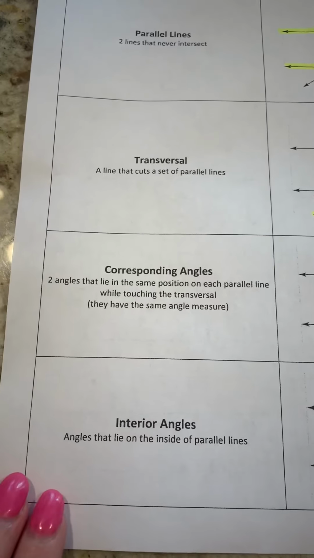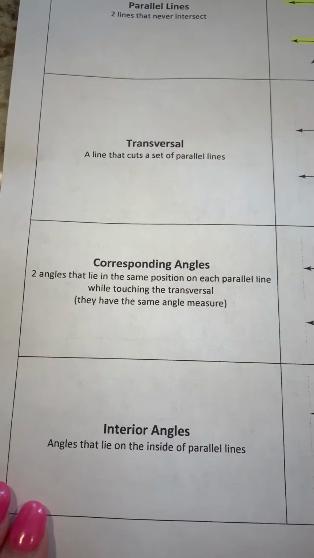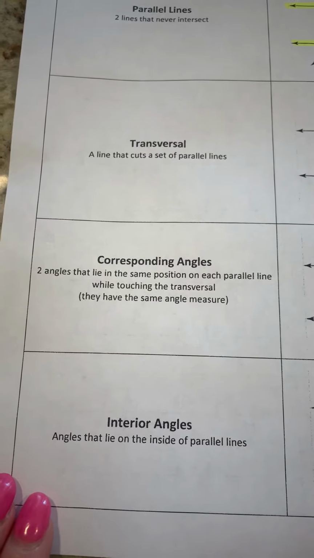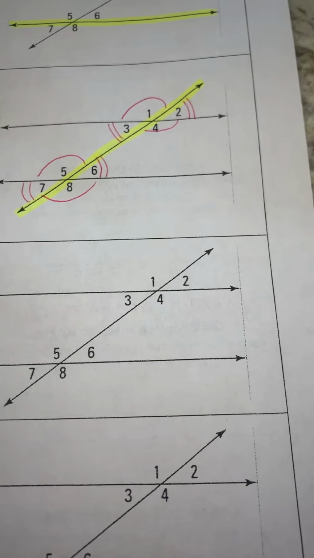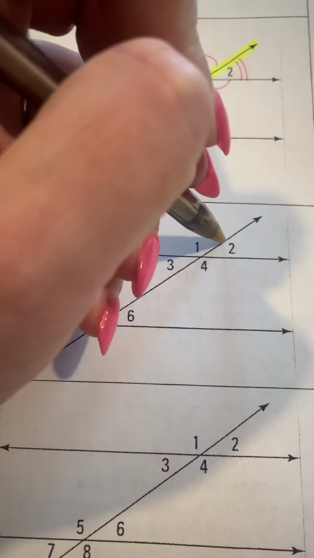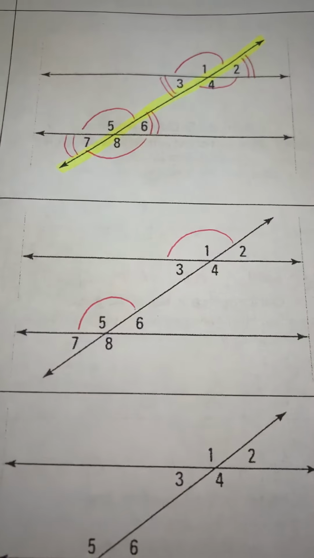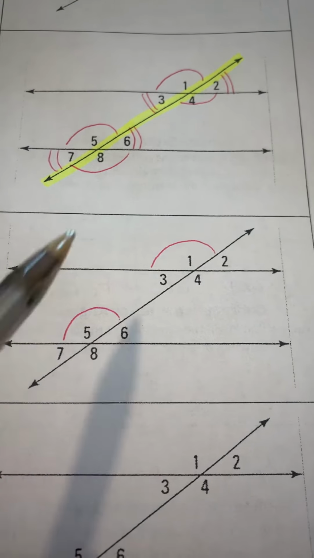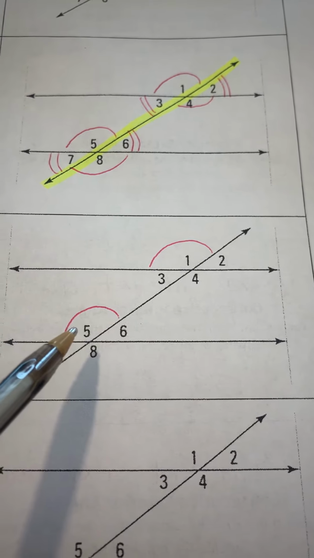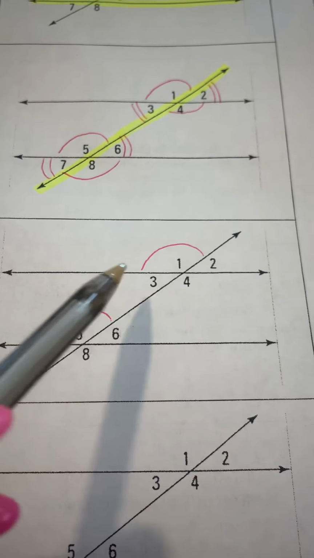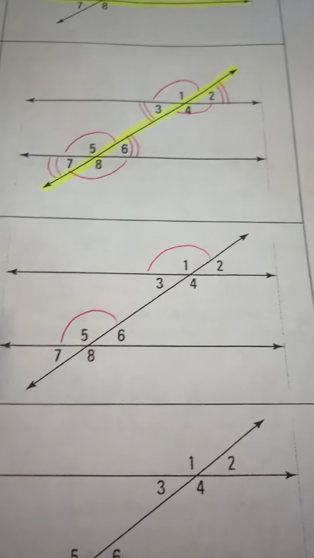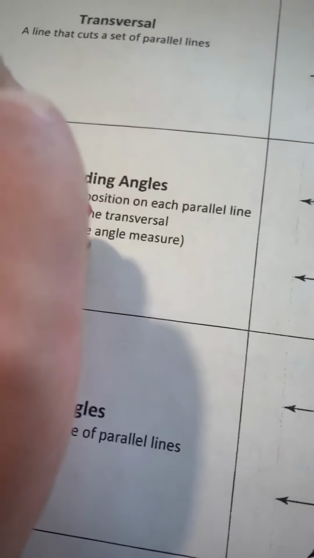All right, the first relationship I want to go through is corresponding angles. Corresponding angles are two angles that lie in the same position on each parallel line while touching the transversal, and they have the same measure. For example, I would use angle 1 and angle 5 as a pair of corresponding angles. They're both in the top left-hand side, and you can see that they're kind of like a carbon copy of themselves. They're both obtuse angles. It's just like this one's down here and this one's up here. They match up. They're in the same spot. So angle 1 and angle 5 would be corresponding.